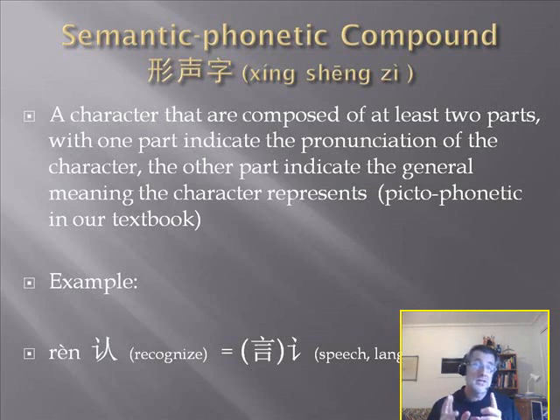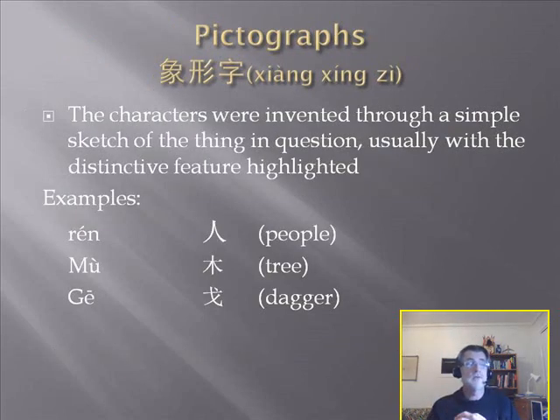Sometimes, though, the sound will change slightly, so sometimes just the initial will change, but the final will stay the same. And in other cases, the sound changes completely. So in those cases, clearly the phonetic component is not reliable. So again, it's an indicator of sound. It's not 100% reliable by any means, but you may be able to guess roughly what the meaning is. So moving along, we'll have a look at some examples of pictographs.